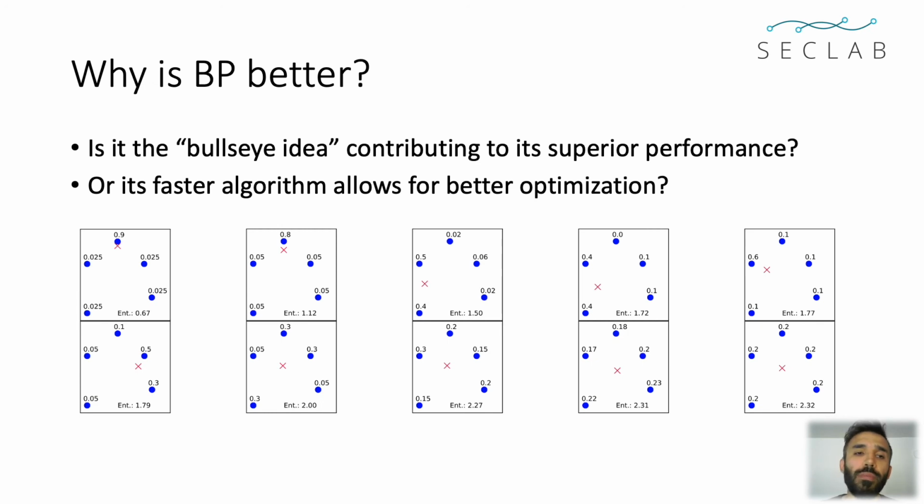But why is BP better? Is it the Bullseye idea contributing to its superior performance, or does its faster algorithm allow for better optimization? To answer this question, we created 9 different variants of BP by setting the coefficients to other values. So we started from a skewed distribution on the top left with the lowest entropy, and we increased the entropy, shifting towards a much more uniform distribution for the coefficients. On the bottom right, you can see the Bullseye Polytope.